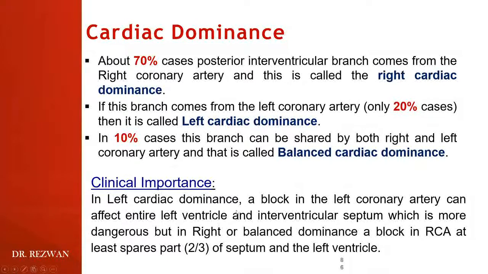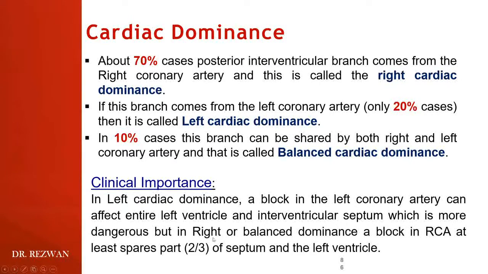If left cardiac dominance is present, and if a block happens in the left coronary artery, it can affect the entire left ventricle and the interventricular septum, which is more dangerous, because we know that the interventricular septum has blood supply from both the right coronary artery and the left coronary artery. So the posterior interventricular branch, which is supposed to come from the right coronary artery, is also coming from the left coronary artery in case of left cardiac dominance. Obviously the whole interventricular septum will be affected if the left coronary artery is blocked.